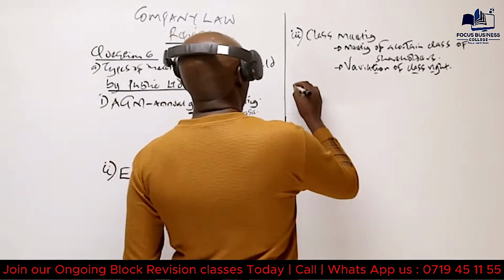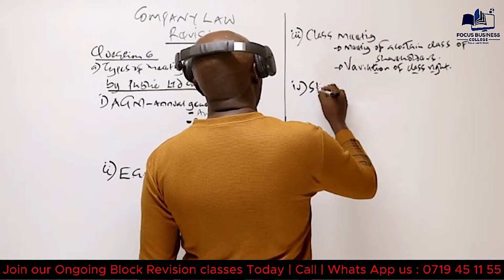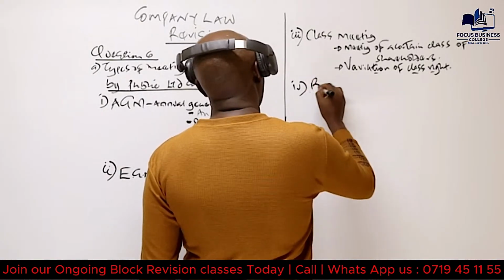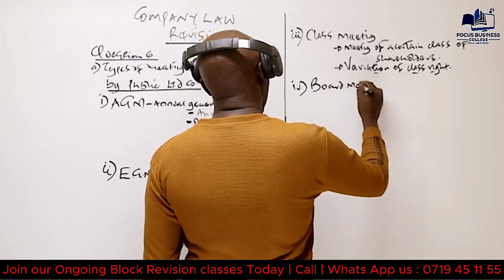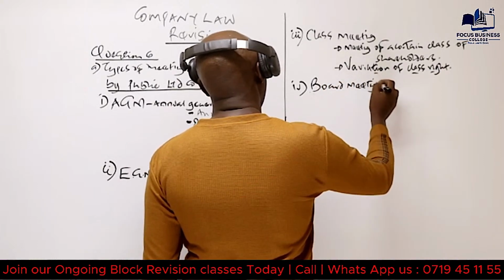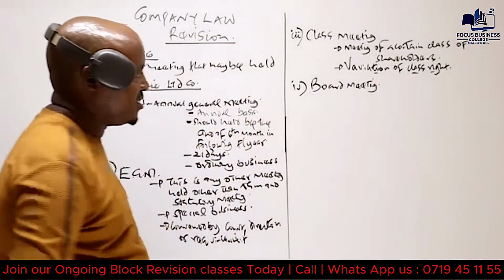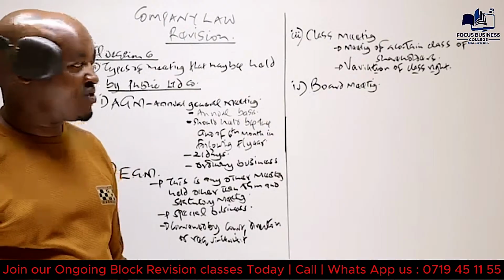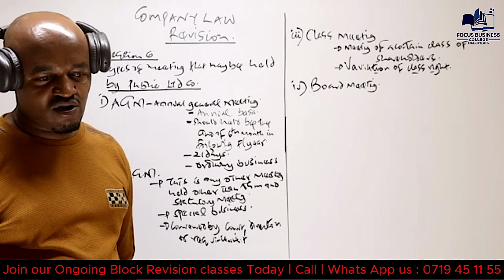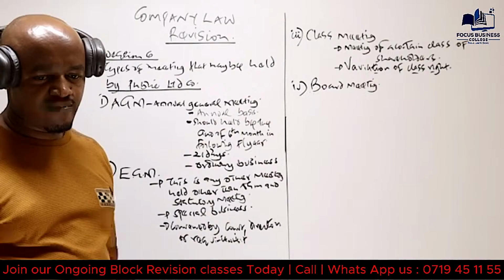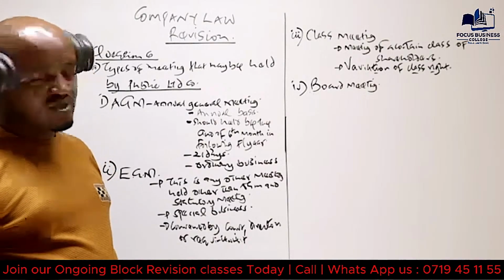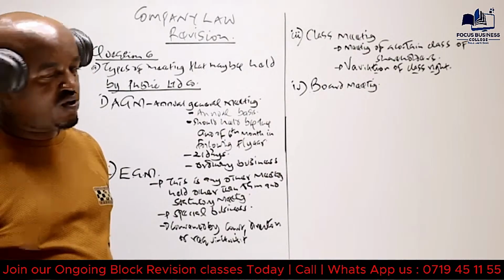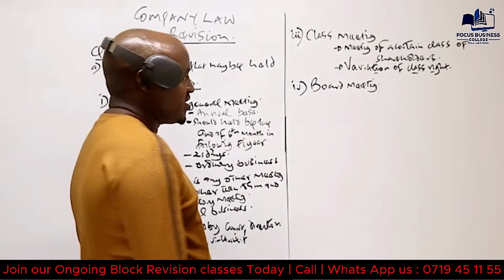Then from there, we also talked about the other meeting which may be held. Let's talk about the board meeting. This is a meeting of the members of the board, a meeting of the directors of the company. This meeting may be convened anytime. There is no timeline when it should be held. It may be convened anytime, for the directors to transact a number of businesses during the board meeting.